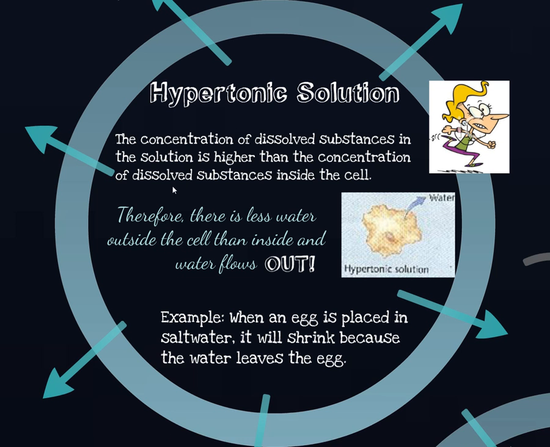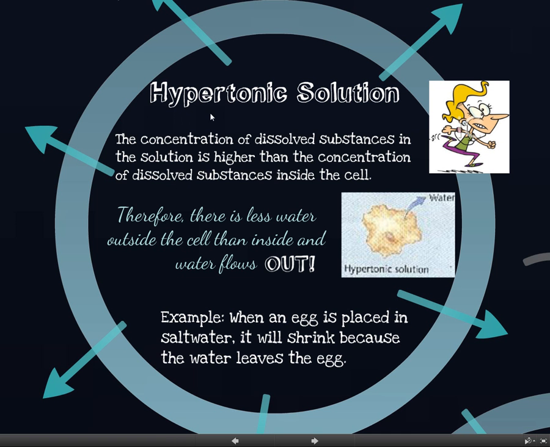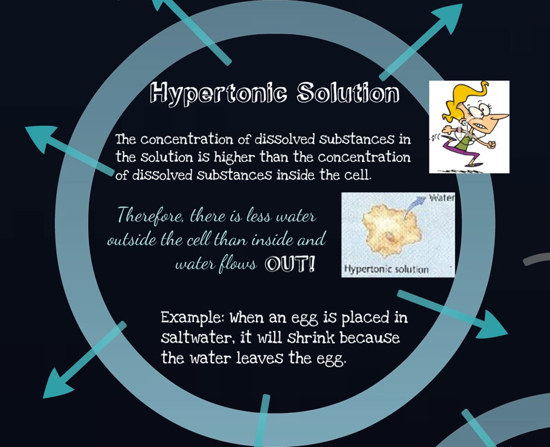So if we put a cell, so you can imagine this circle here is a cell, in a hypertonic solution, it means that the concentration of dissolved substances is higher outside the cell. So maybe we've got lots of salt, really salty water out here, lots of dissolved substances, lots of solute, and that's going to cause water to diffuse out, because if the water inside here was pure, it's never quite pure, that would be a water potential of 0.